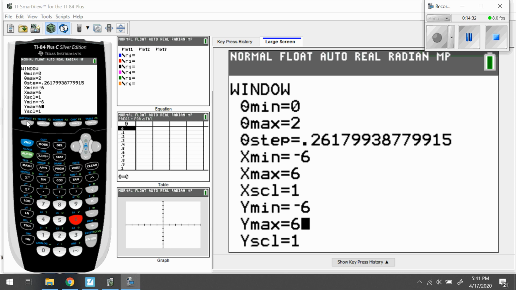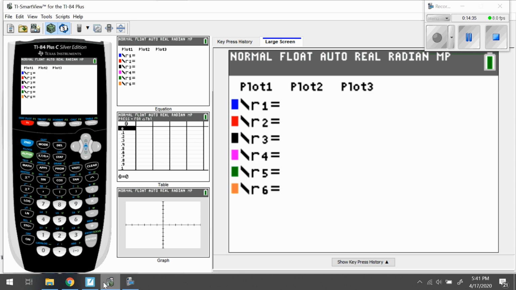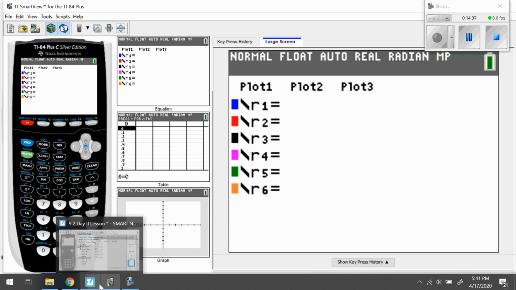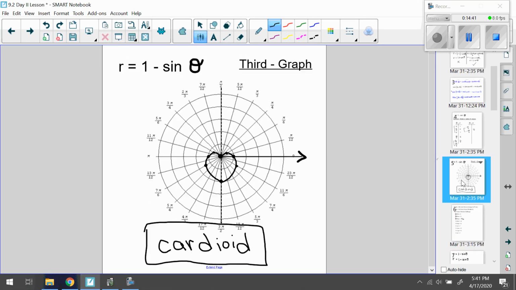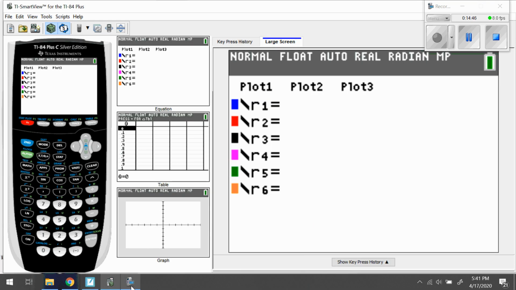So we'll go to y equals, and you'll notice this time instead of y equals, it says r equals, which is a good thing because that's how our equations are set up. And we're graphing 1 minus sine theta. So I'm going to go ahead and plug that in.